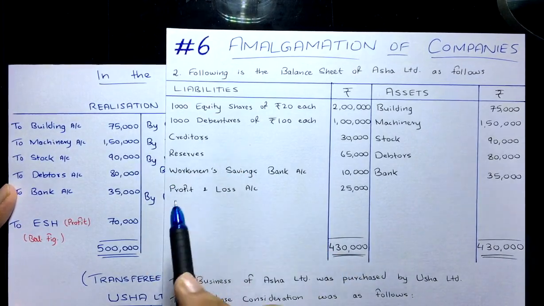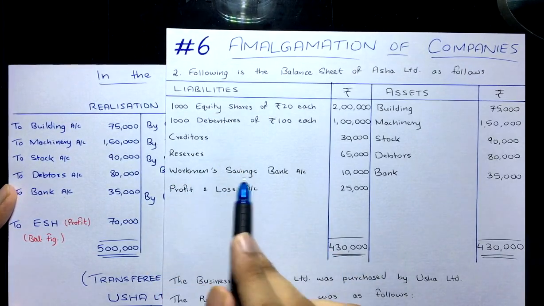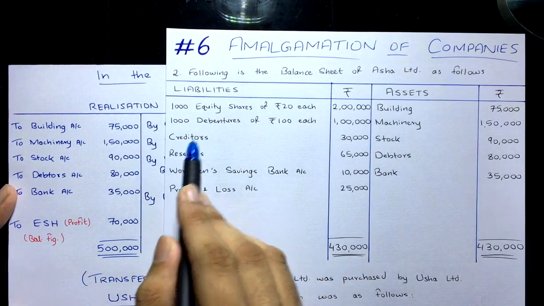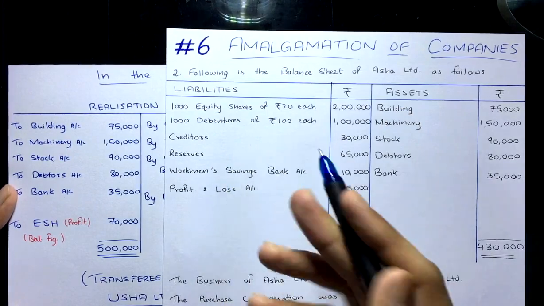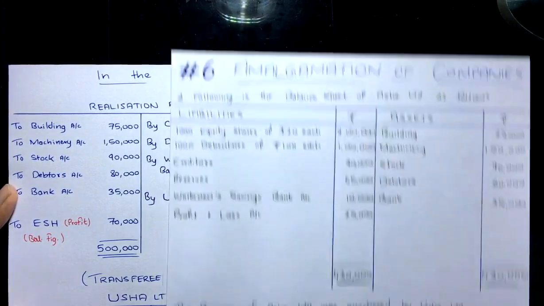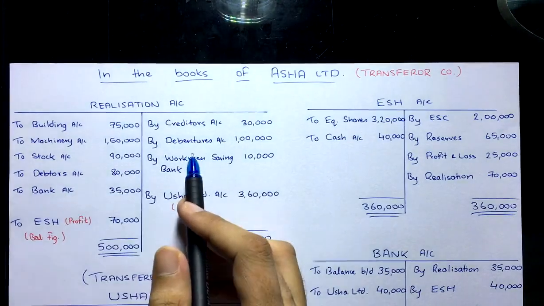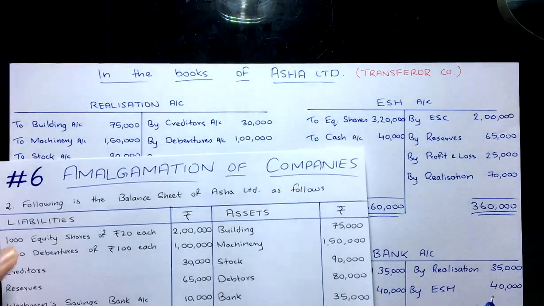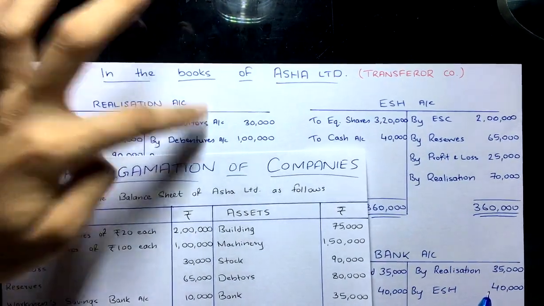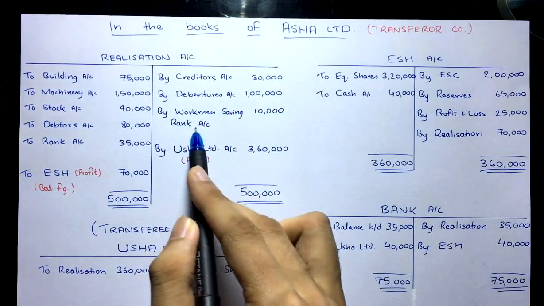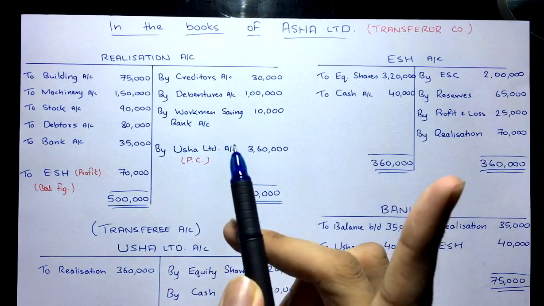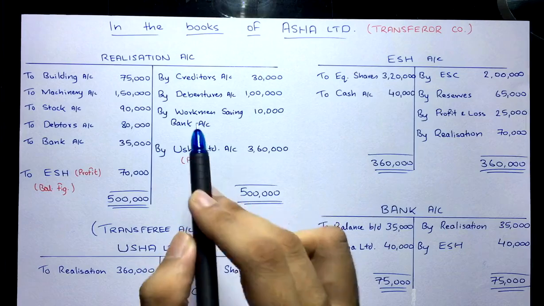Now you have to remove the liabilities. What liabilities do we have over here? We have workmen saving bank, we have creditors, we have debentures. There are three liabilities. So pick up these three liabilities and throw them on the opposite side of the realization account. Where are these liabilities? Here. You have to throw them over here. Simple. So creditors, debentures, workmen saving bank. Workmen saving bank is a liability. This is a liability. Don't think this is a reserve.